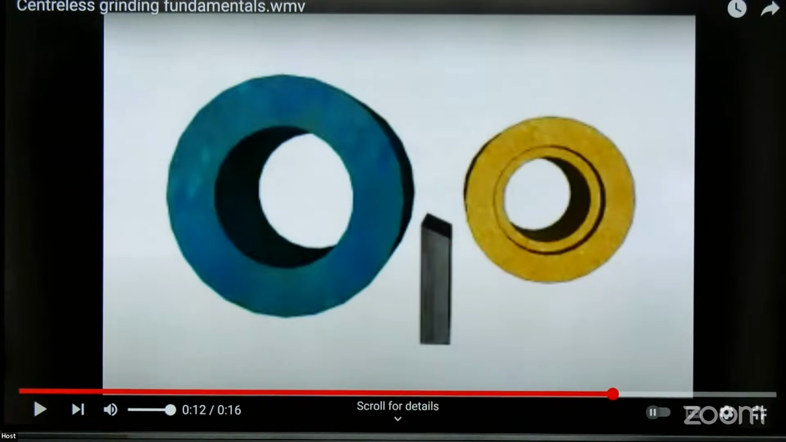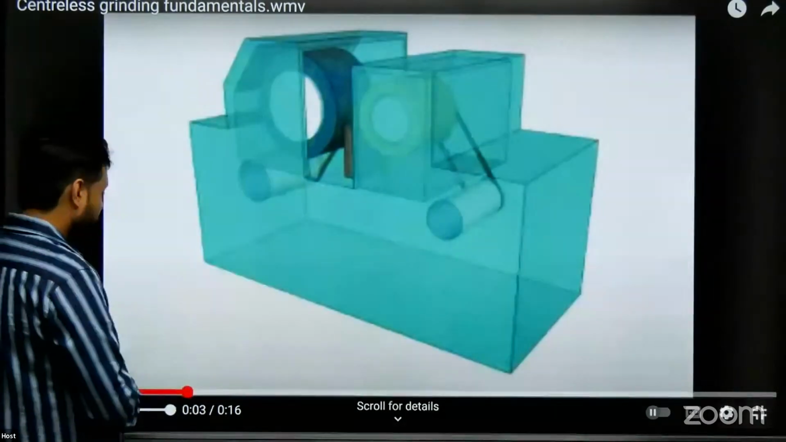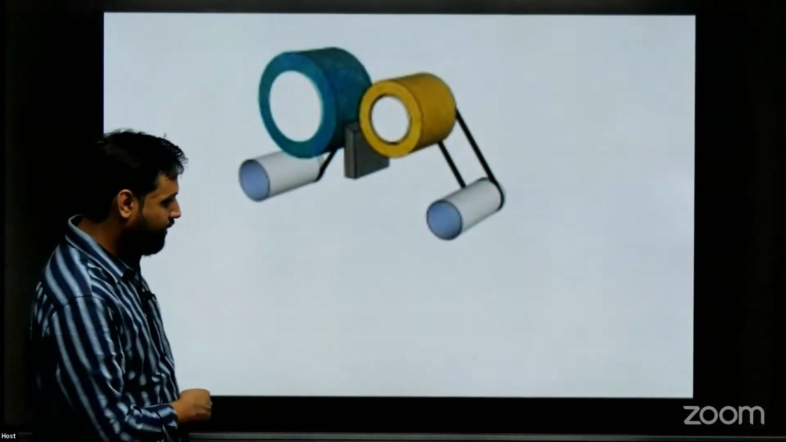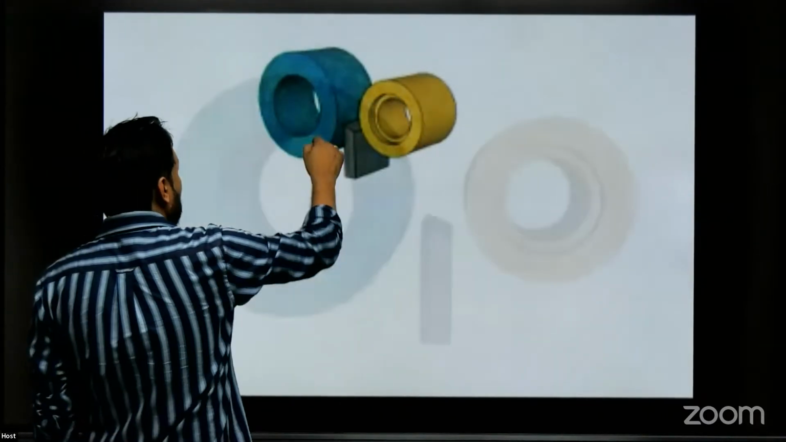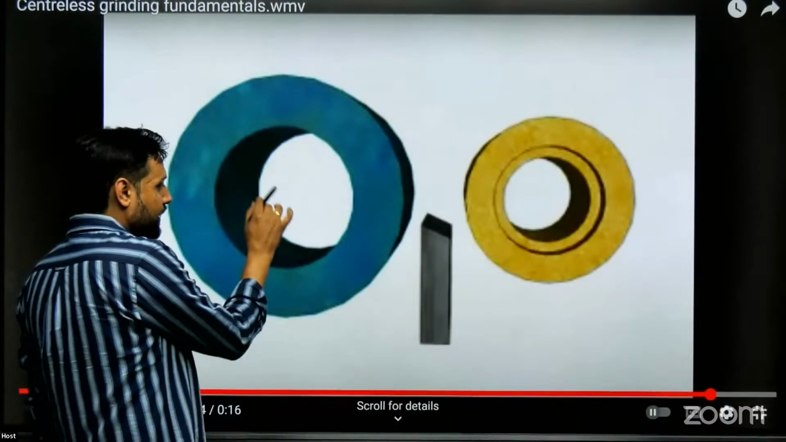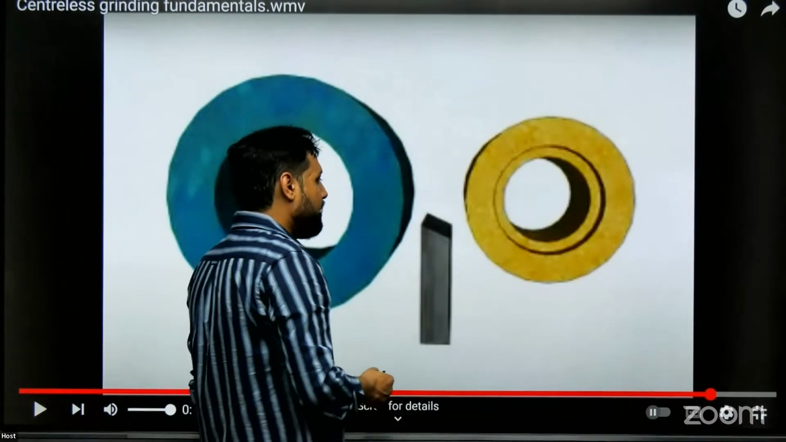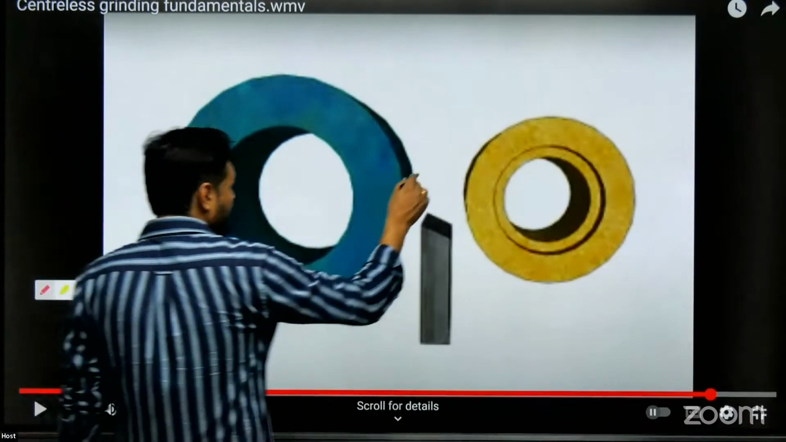Sir, here on this work rest blade, how would the workpiece be kept? By the way, very simple. What I told you there, in case of this centerless grinding operation, there is this large size wheel, which is what we call the grinding wheel, that is doing most of the cutting of the workpiece if you keep the workpiece over here.